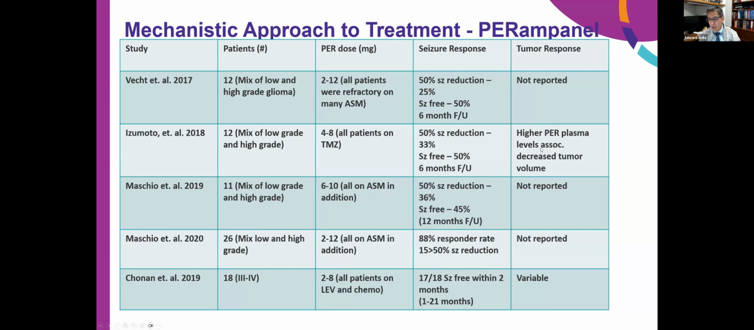Tumor response was really only reported in 2 of them, and it was variable. So not sure if this can be sort of the magic bullet, but at least from a seizure standpoint, it may be something that we will be looking at in tumor-related epilepsy.